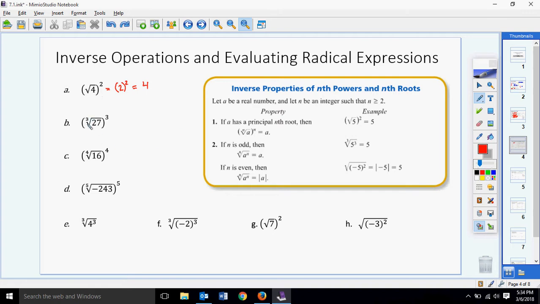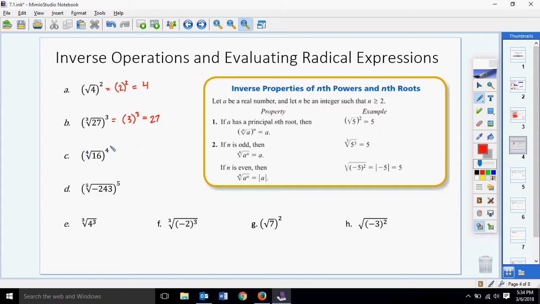Down here, I have a cube root and a cube. Those are going to cancel, but if you didn't realize that, we could solve it the long way. So let's simplify our parentheses first. The cube root of 27 would be 3, because 3 times 3 times 3 is 27. And now I'm cubing that answer, so I get 27.